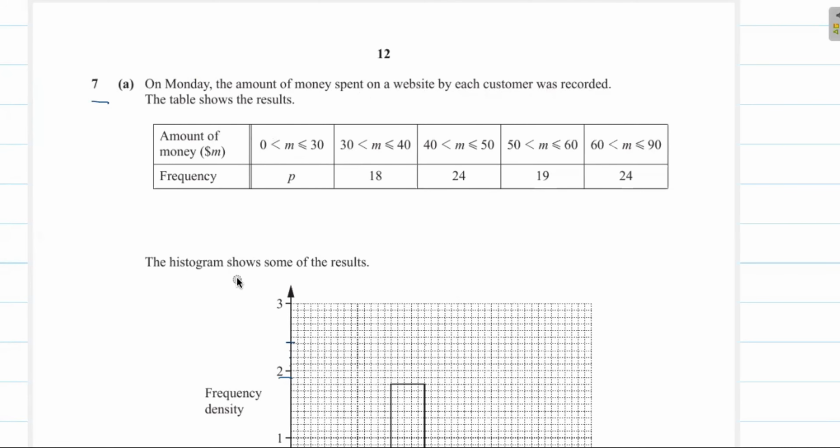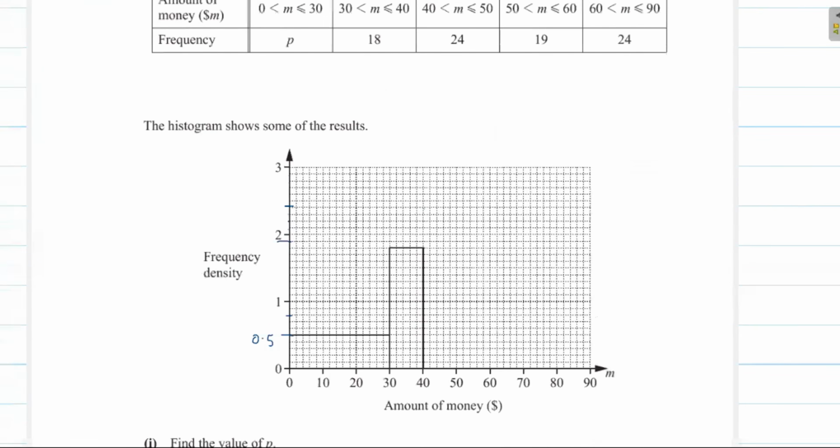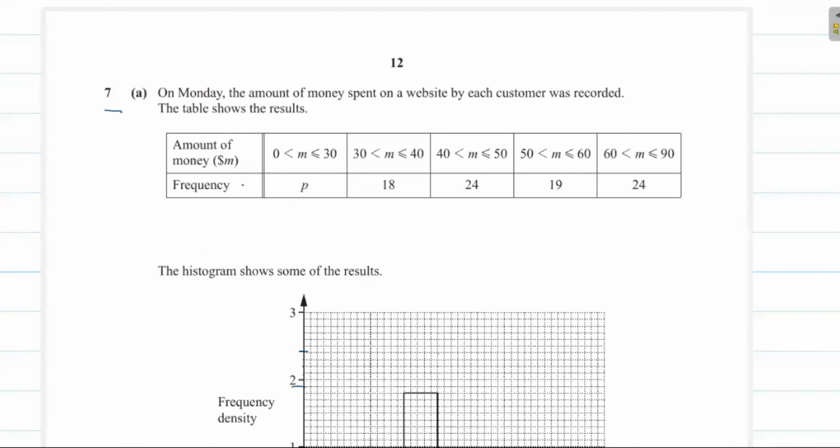The table shows the result. The histogram shows some of the result. Find the value of P. Now we have to find the value of P.